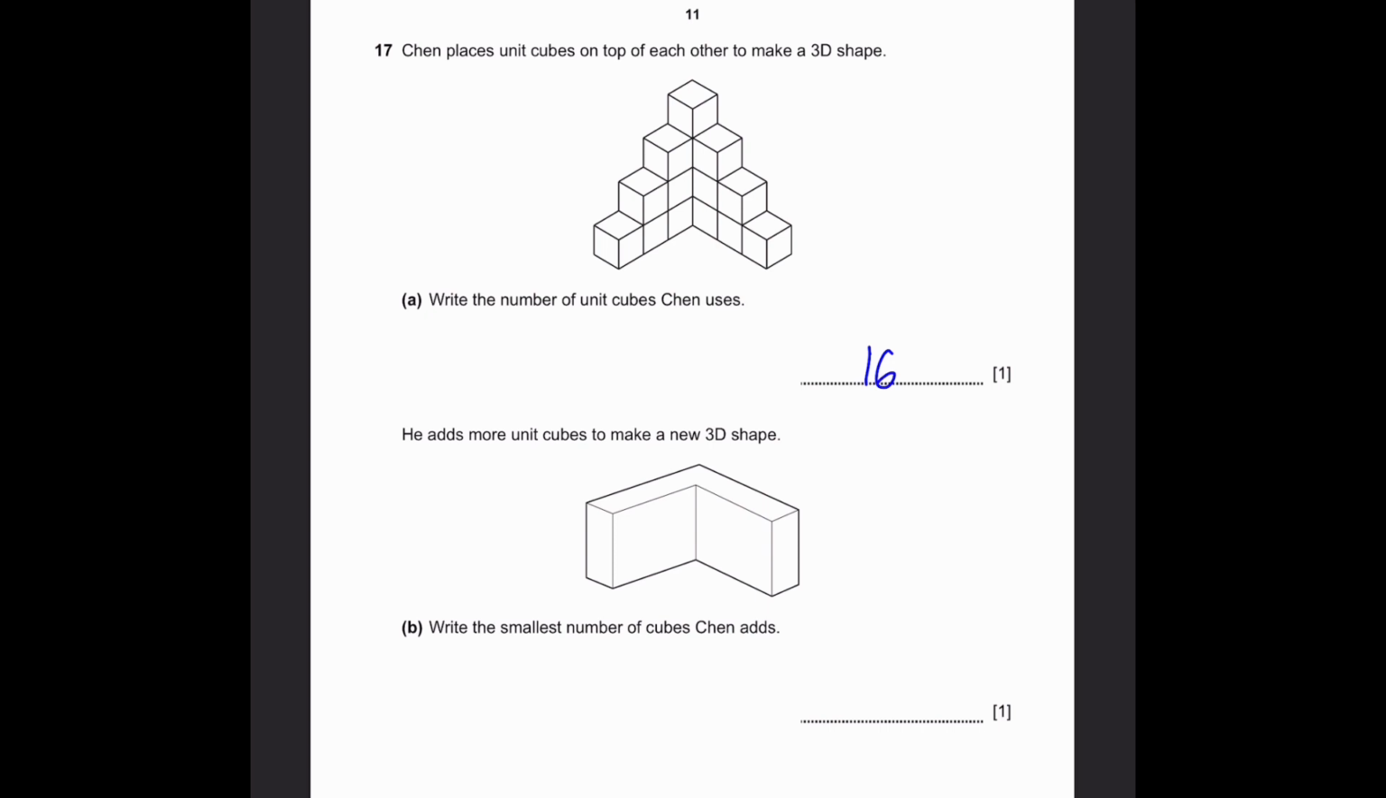He adds more unit cubes to make a new 3D shape. B. Write down the smallest number of cubes Chen adds. So this is the 3D shape. We can see that this shape can be immersed here like this.